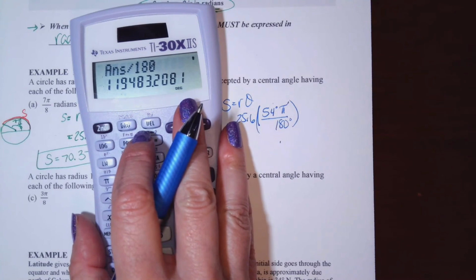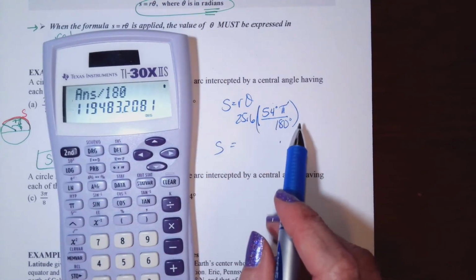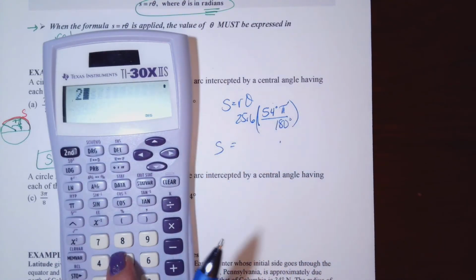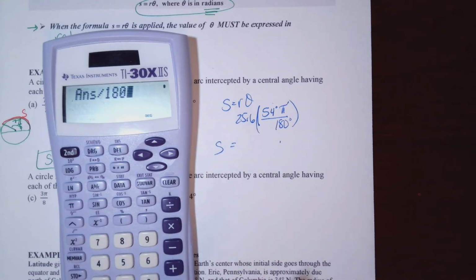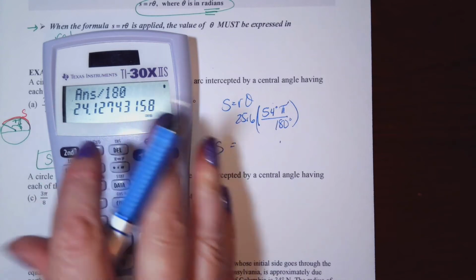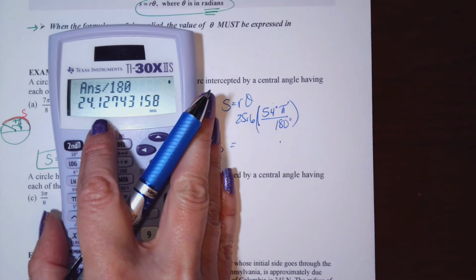Something did not work out the way I wanted it to work out. Let's try that again. 25.6 times 54 pi divided by 180. There we go. I hit a wrong button somewhere. There's no way it was that big.